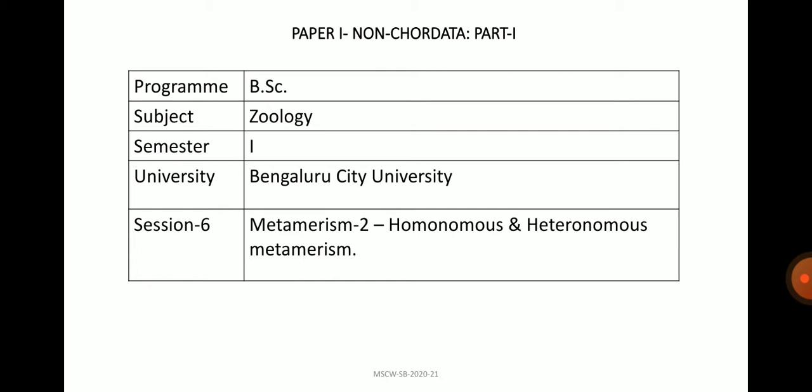Students, in my previous lectures, I had spoken to you about the definition of metamerism and the two types called pseudo-metamerism and true metamerism and its significance. Hoping that you have understood the lecture, let me talk to you about two more types of metamerism, that is the homonymous or complete metamerism and the heteronomous or incomplete metamerism.